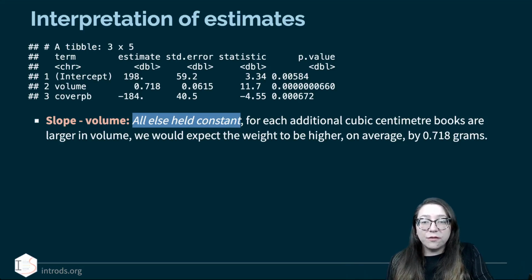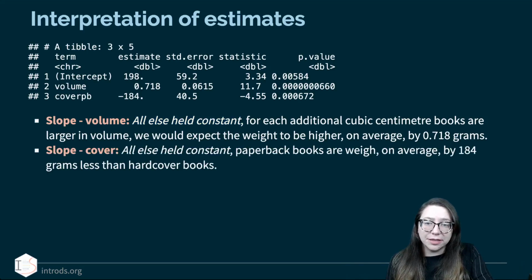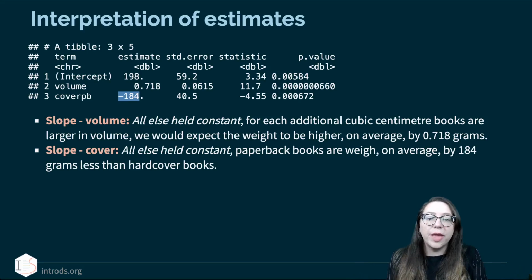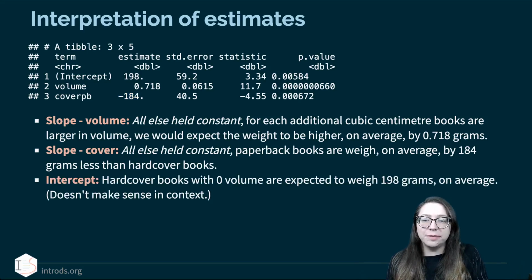Let's look at the other one, for the cover. So for cover, that estimate was negative 1.84. What that means is that, all else held constant, so think about it as we're thinking about books with the same volume, paperback books weigh on average 1.84 grams less than hardcover books. And finally, the intercept: hardcover books, so that's our 0, with 0 volume, are expected to weigh 198 grams on average, which doesn't really make sense in context.